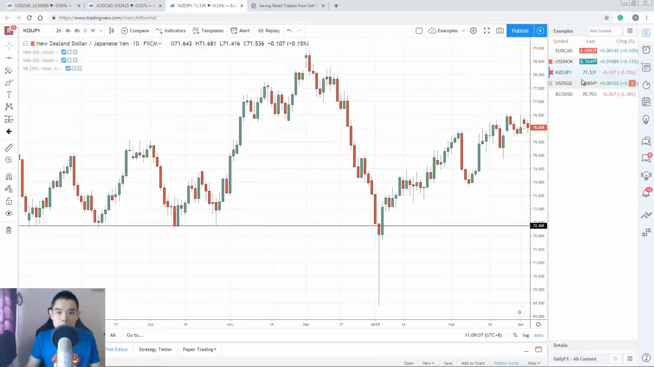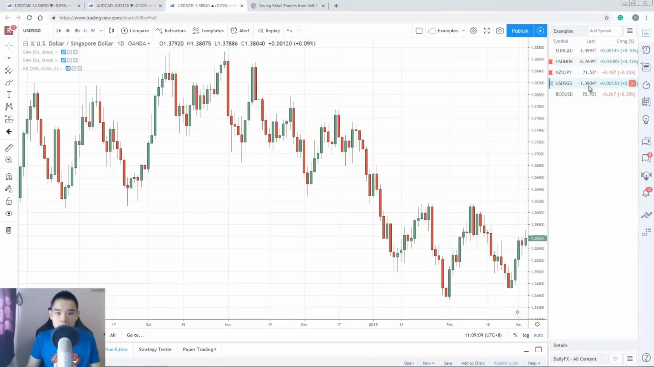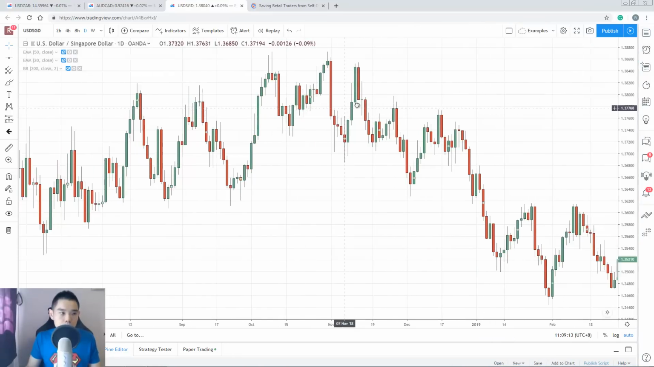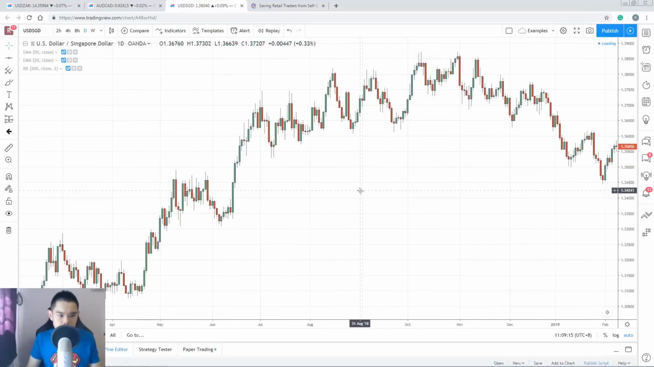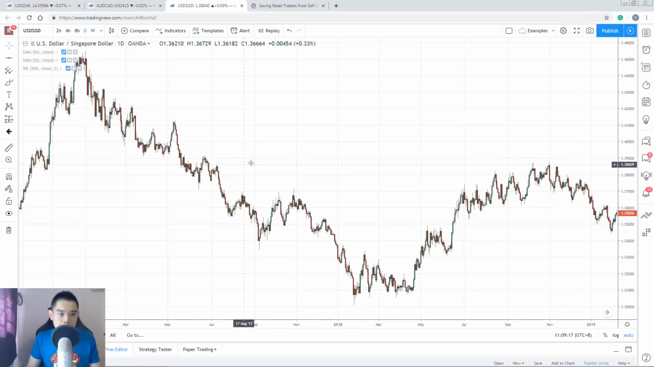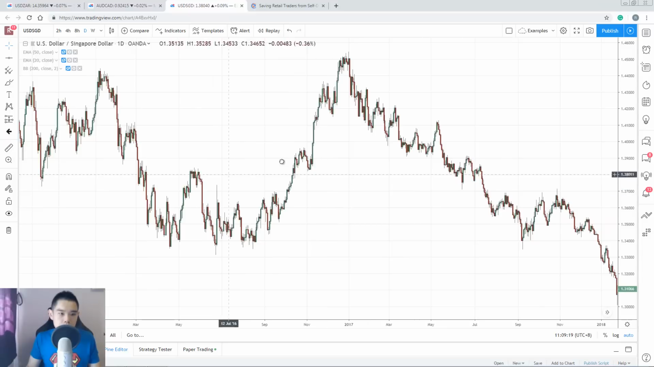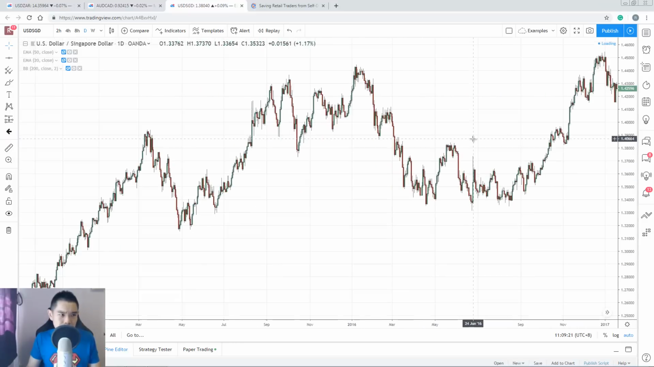The second technique that I want to talk about is this one over here. So let me just share with you. So if you look at this, okay, so dollar Sing, this is a daily time frame. Okay, as you can see right over here, dollar against the Sing.